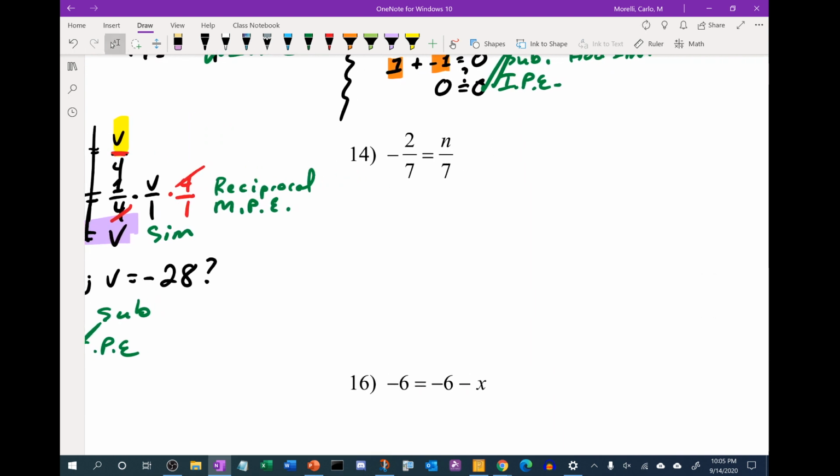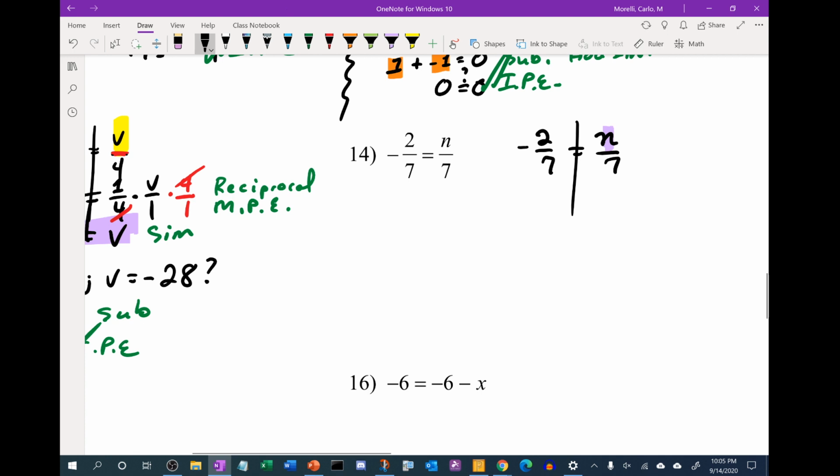Here comes number 14, ladies and gentlemen. My first step is to rewrite it. I've got negative 2 over 7 equal to n over 7. Spencer had a very good trick. He said, what if you just erased this divided by 7 on both sides? N would equal negative 2. And I told him that was a very advanced move. Let's see if he was right. My goal is to get the n by itself. I want to know for what value of n is n divided by 7 equal to negative 2/7.